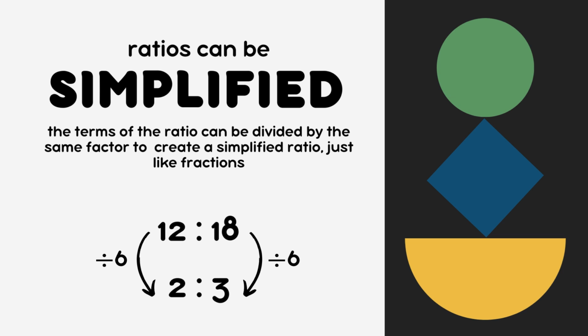On moving to the next slide, we can see ratios can be simplified. The terms of a ratio can be divided by the same factor to create a simplified ratio, just like fractions. Take 12 ratio 18. If we divide 12 by 6 and also divide 18, which is the second part of the ratio, by 6, we get 2 ratio 3. So we can say that 2 ratio 3 is a simplified form of 12 ratio 18.